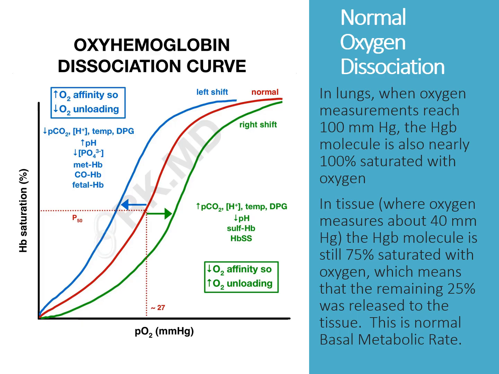Okay, so we have this red line for our normal basal metabolic rate, but there are a couple of conditions that can cause a shift either one way or another.